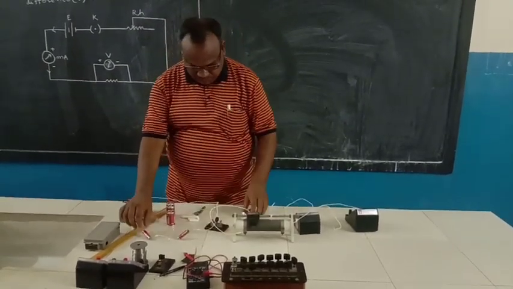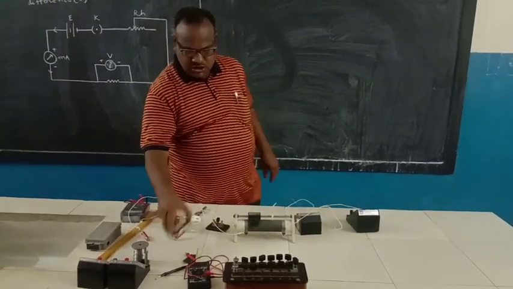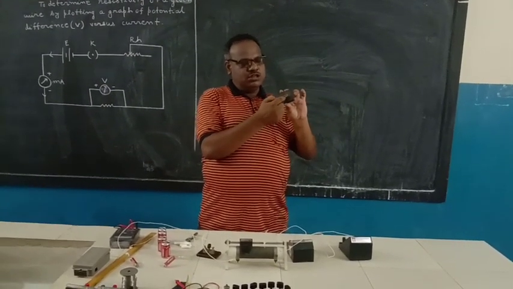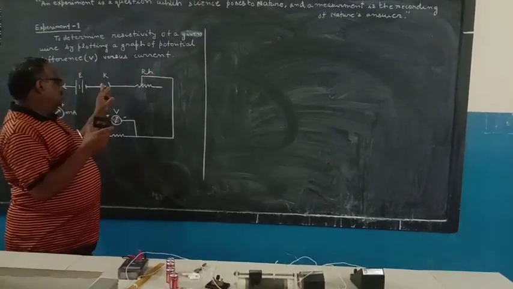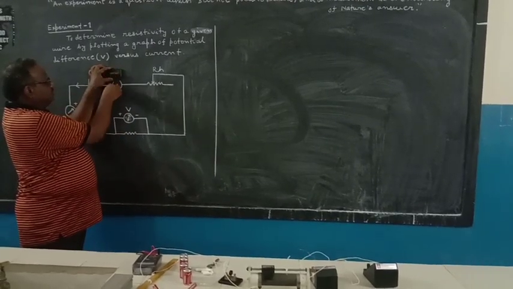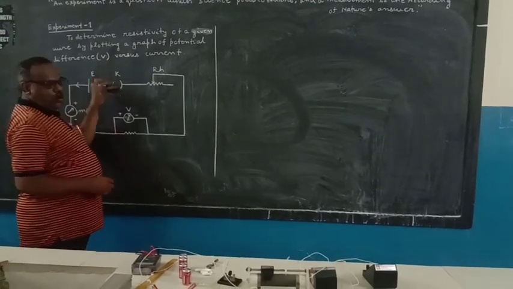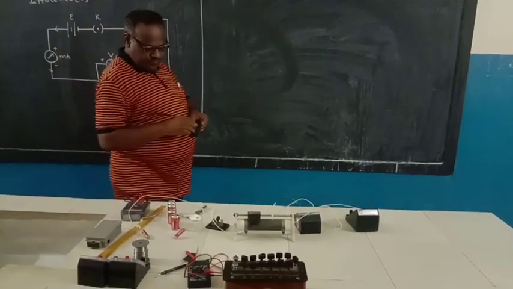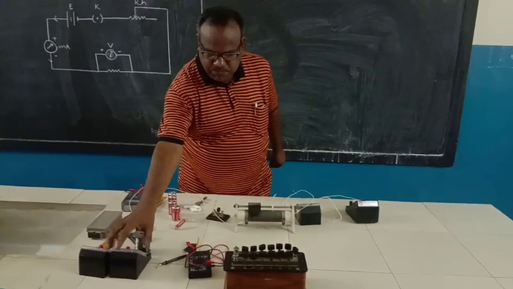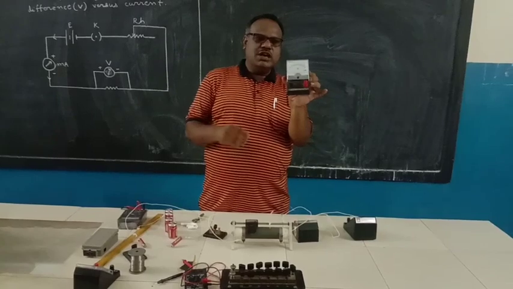Another instrument we use is called the key. This is a one way key. If you see the symbol in the circuit, this is the key. When I put the dot, it means the switch is on. If it is not there, then it is off. So this is your one way key. Another instrument we use for measurement of current is the ammeter. Here we are measuring the current.